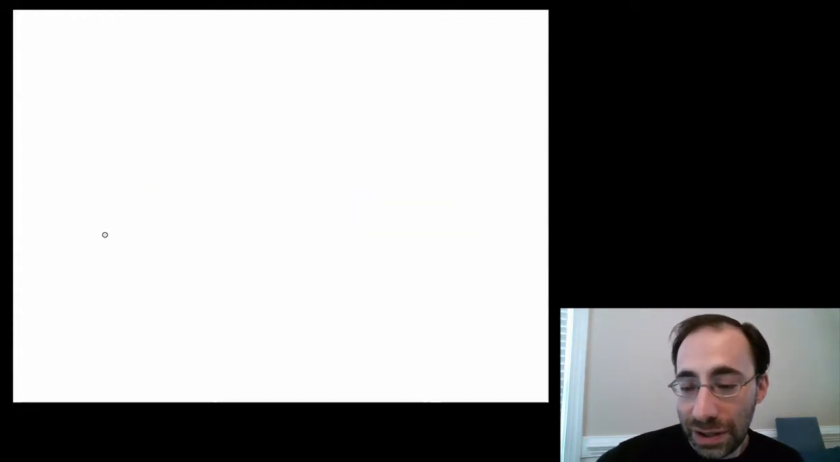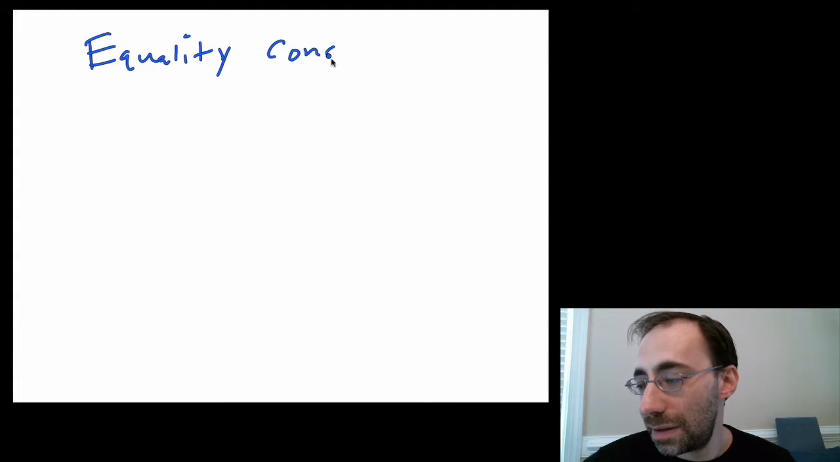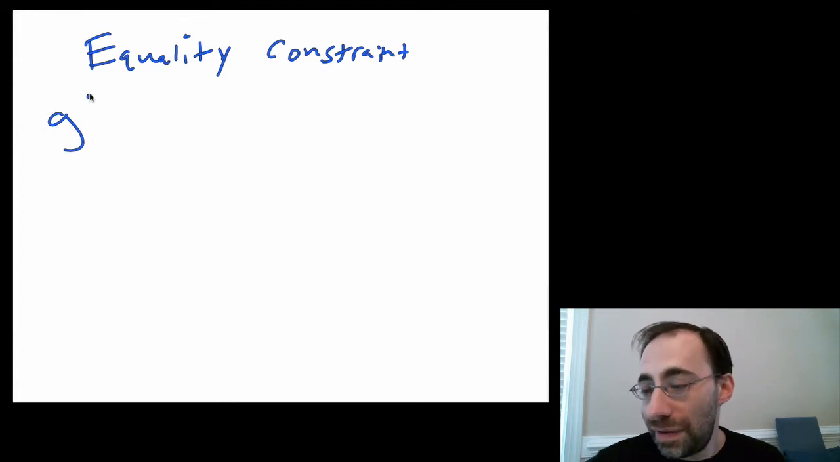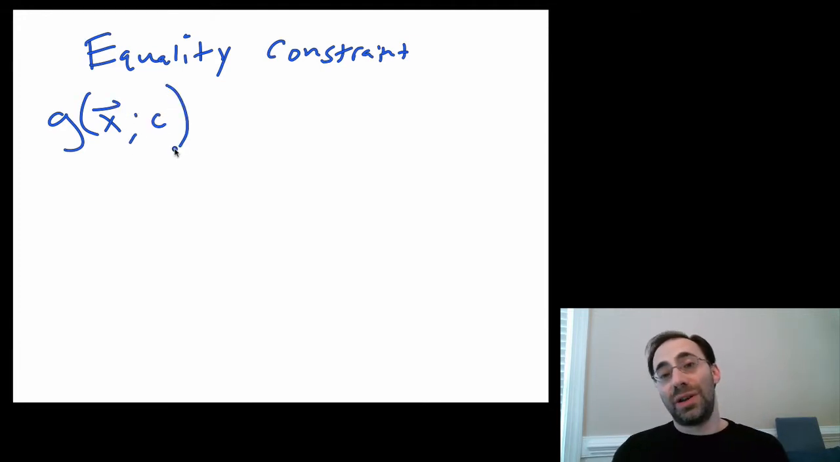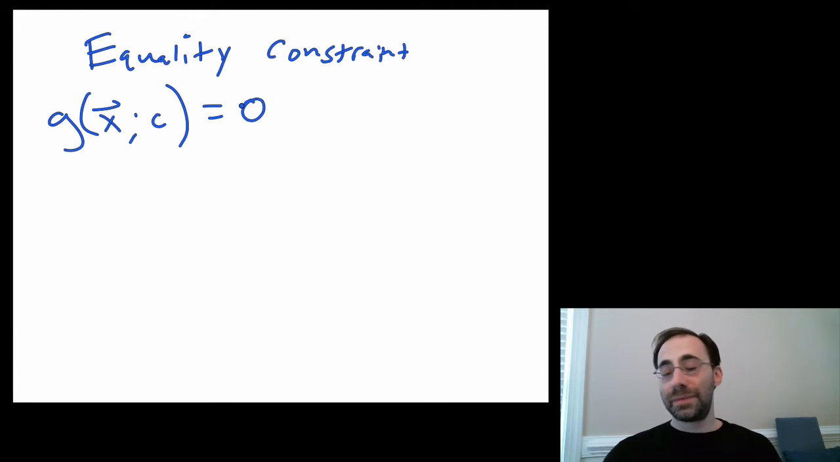Now, what's an equality constraint? An equality constraint is a constraint, which we'll call G. It's going to be a function of the variables and some constant parameter C. You can think of C as a budget constraint, for instance. An equality constraint says that this constraint equals 0. That's your constraint, the thing's equal to 0.